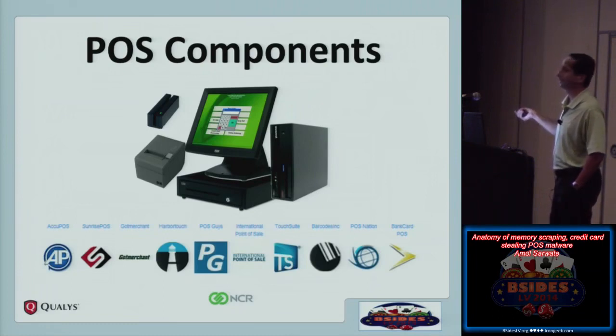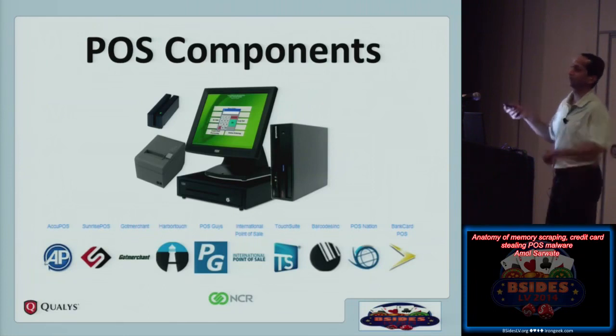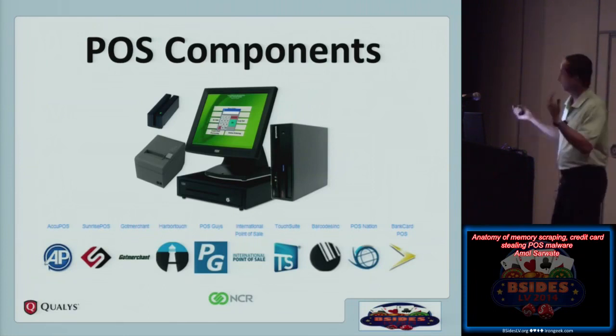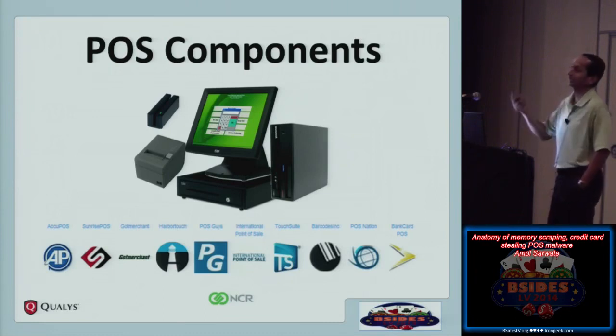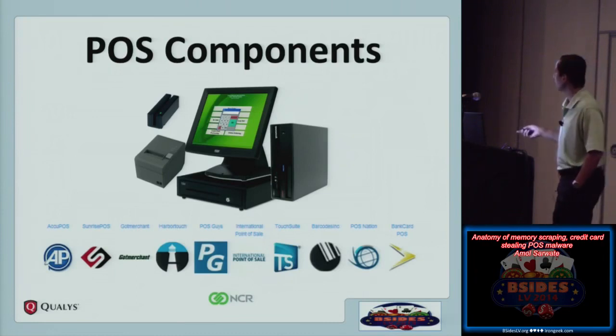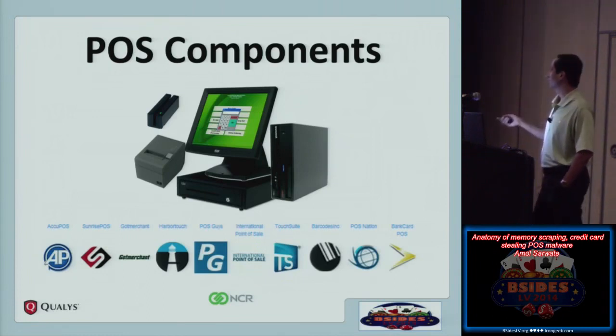Also, one thing missing is a barcode scanner here. When you bring an item, they scan the item. I didn't get a pretty picture with a scanner in it, but there is also a scanner to scan your items. And so this is what a typical system looks like.